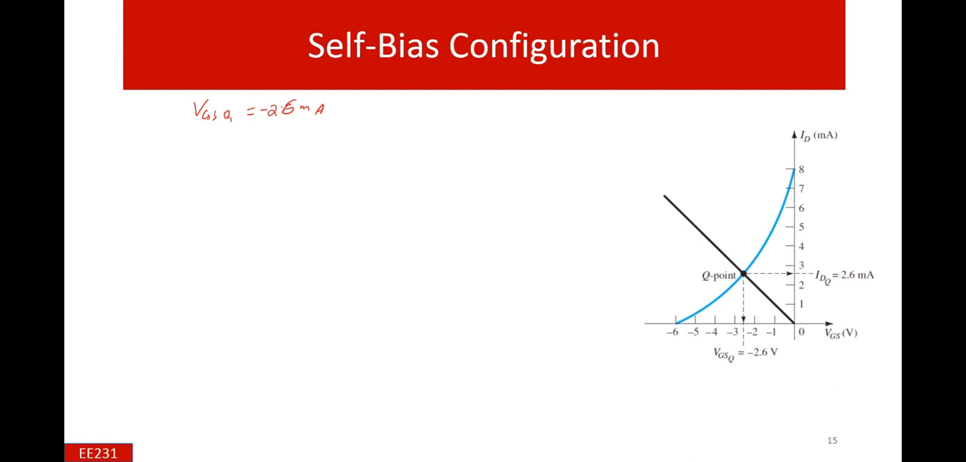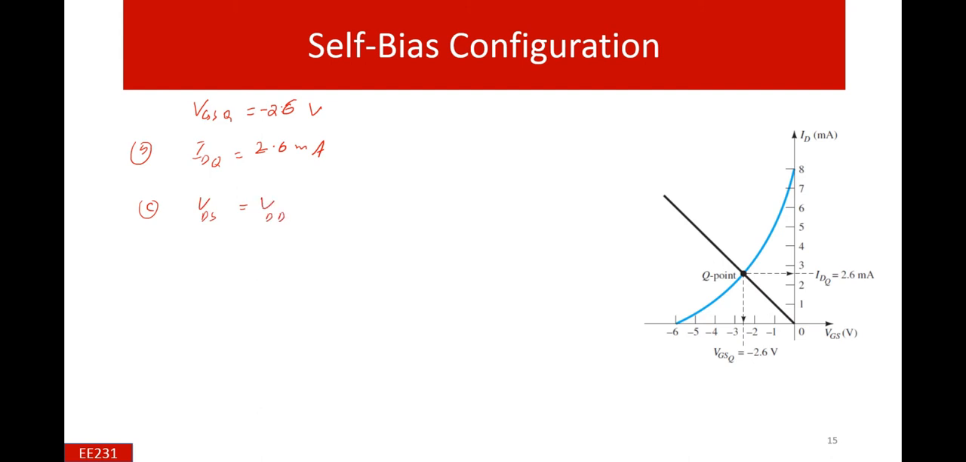And the next part is the corresponding current through the drain, which is again equal to 2.6 milliampere. And next, part C, in which we have to find the value of VDS for the given circuit.